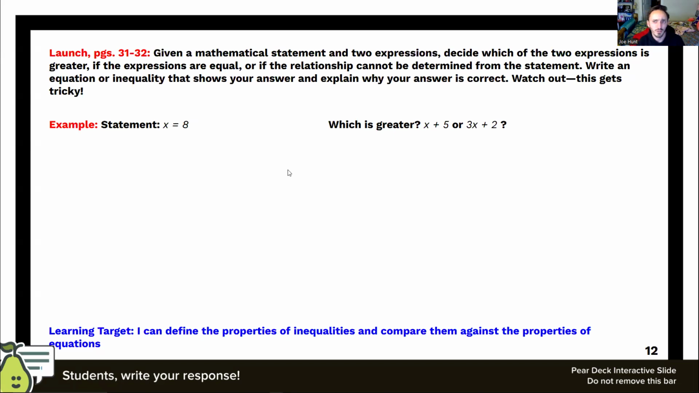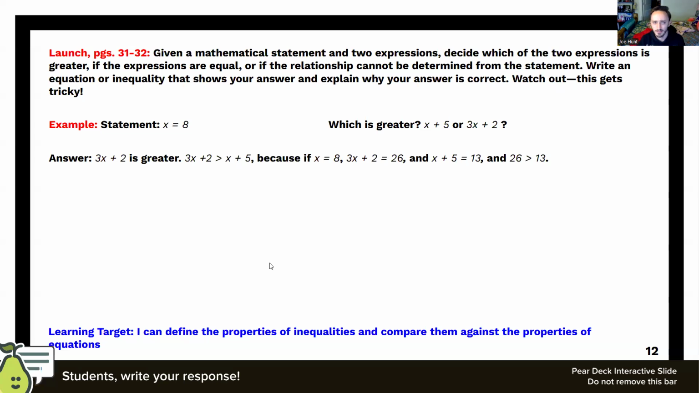All right. So to kind of launch this activity, we're thinking through what the task is and trying to interpret what's going on. We started with this original statement that x is 8. We want to know which one's larger, x plus 5 or 3 times x plus 2. What you're going to notice here is that 3 times x plus 2 is the greater expression. 3 times x plus 2 is greater than x plus 5 because if x is equal to 8, that means 3 times x plus 2 is 26. 8 times 3 is 24 plus 2 is 26. Versus x plus 5, that's 13 because 8 plus 5 is 13.